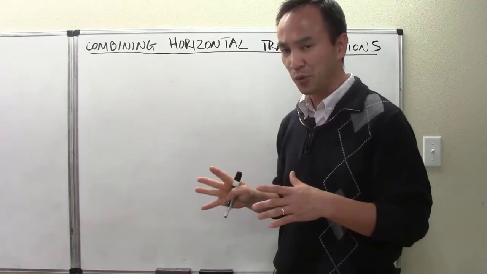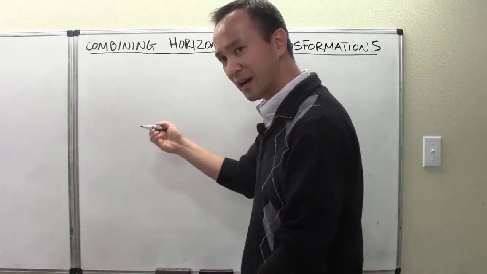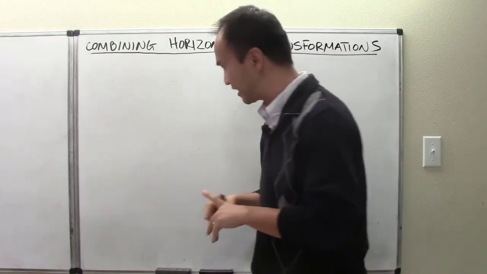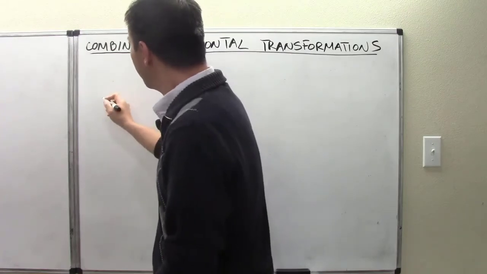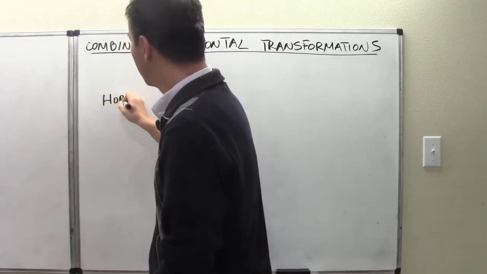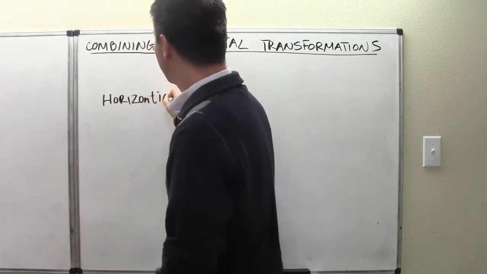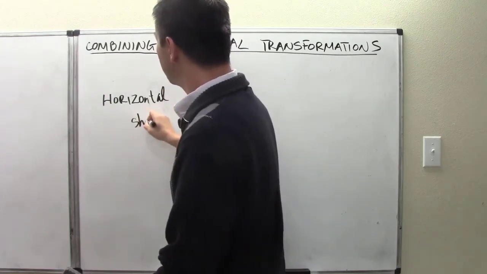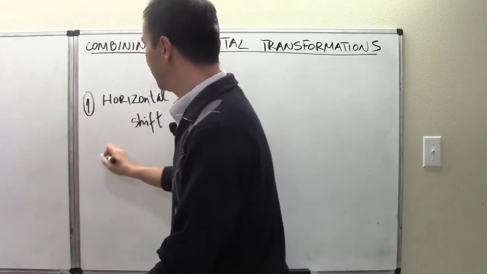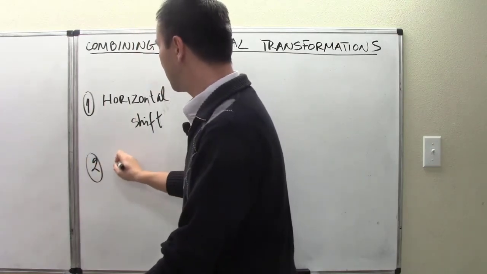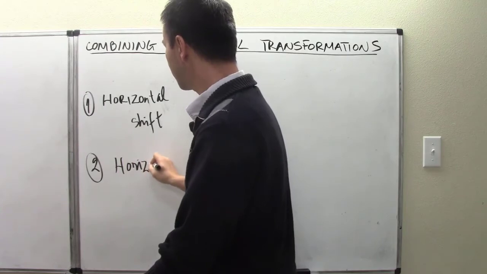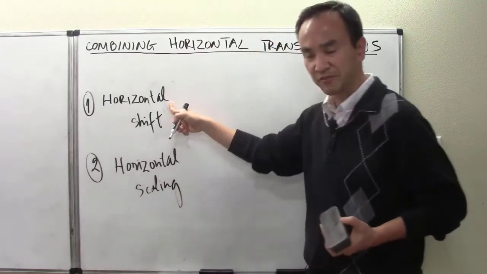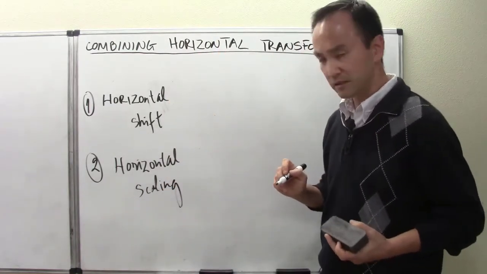Surprisingly, when it comes to combining horizontal transformations, we can do it in whichever order we want, and that's where it starts getting tricky. We can get the horizontal shift done first, and then it comes to horizontal scaling. In this order, horizontal shifting coming first, and then horizontal scaling coming after.